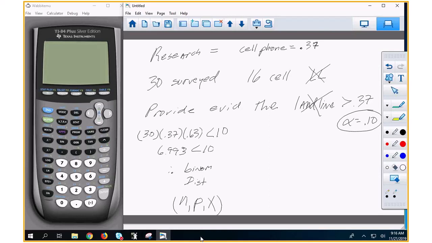And they're wanting to know the best way to do this. Well, the null hypothesis is going to be P is equal to 0.37. And the alternative hypothesis is going to be P is greater than 0.37.